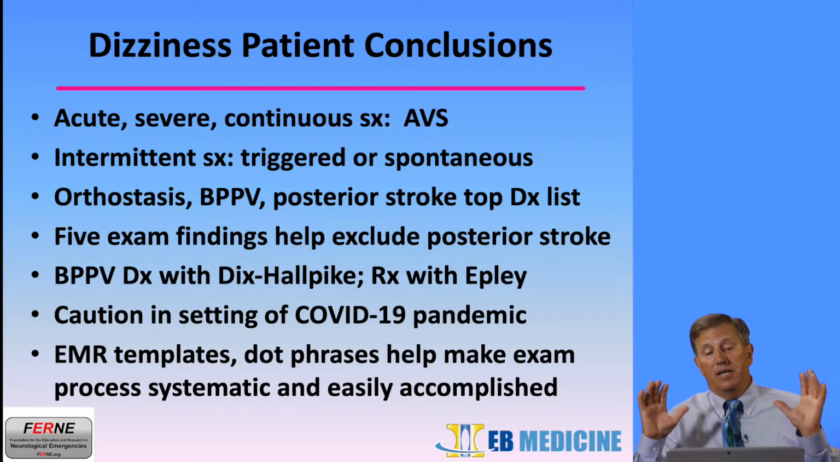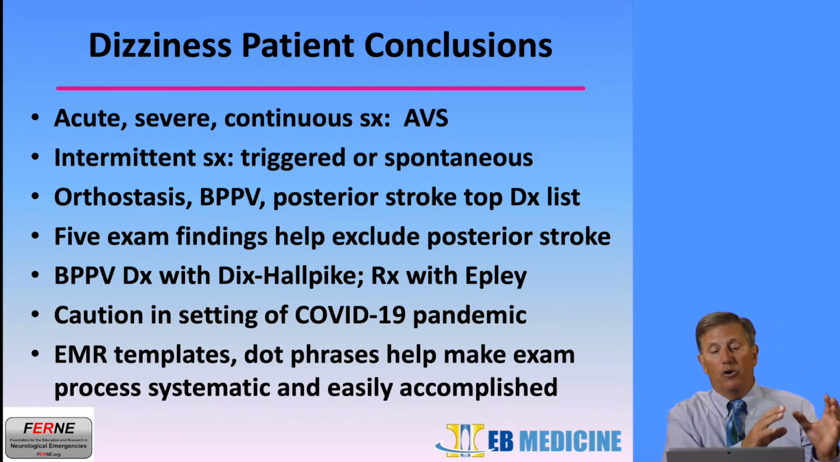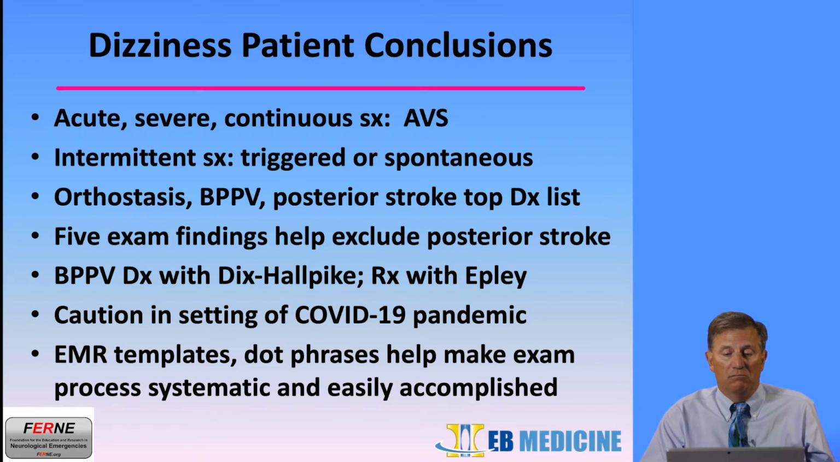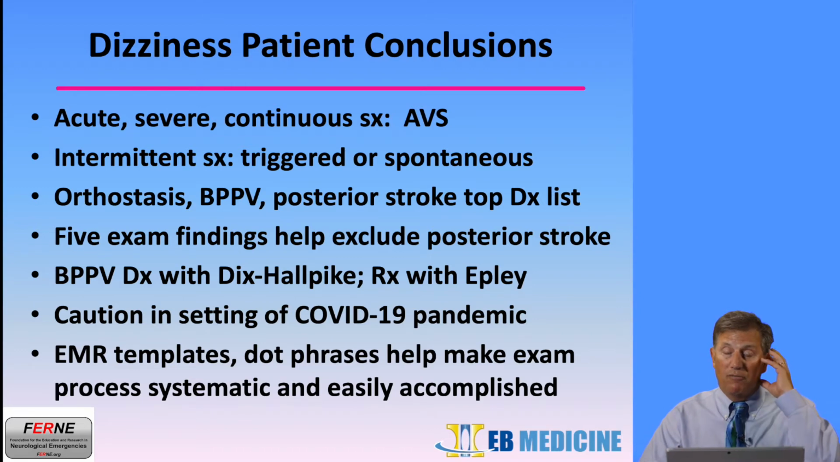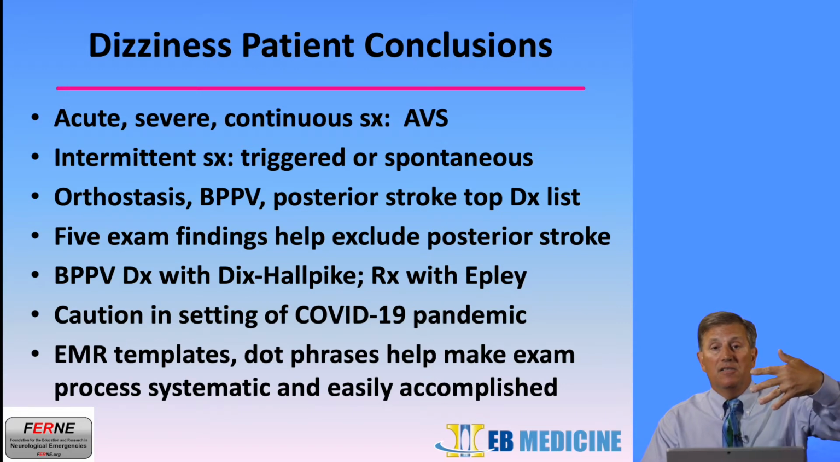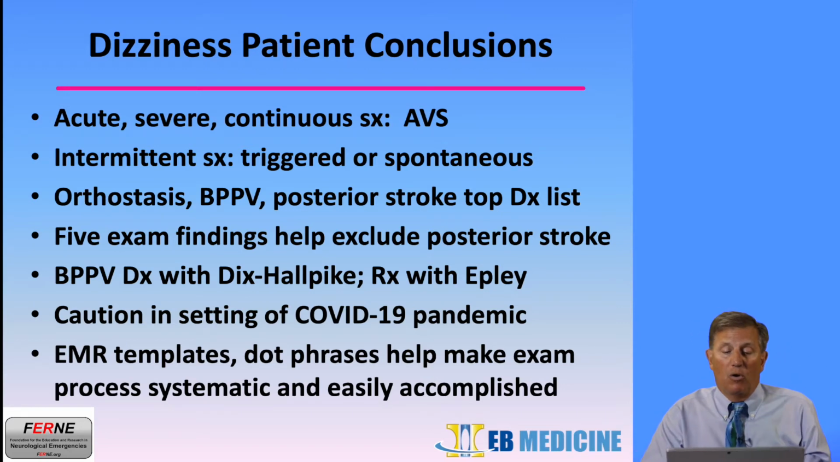If the symptoms are not continuous but are intermittent, then consider a triggered or spontaneous etiology. Next, if you have orthostasis or BPPV or posterior stroke, these are the three diagnoses that top our list that we must consider. Orthostasis is a systemic problem due to volume depletion. BPPV is a peripheral problem, which most often is triggered, often when lying in bed. Or posterior stroke, which is suggested when any of the 5 HINTS tests suggest a possible posterior stroke etiology.